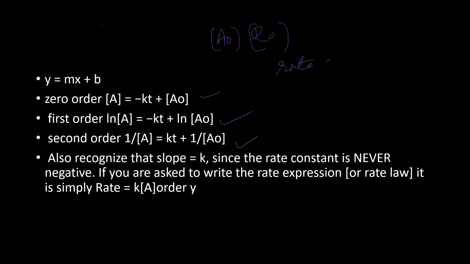Rate is equal to k for zero order. Rate is equal to k into concentration of R for first order, or A. Rate is equal to k into R raised to 1 for first order, R raised to 2 for second order, like that.